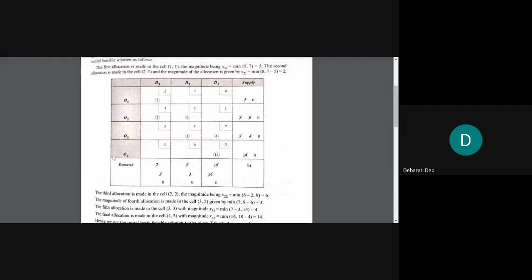So what will be the total cost? Listen to me carefully. It will be 5 into 2 plus 2 into 3 plus 6 into 3 plus 3 into 4 plus 4 into 7 plus 14 into 2. What we are doing? We are multiplying the circled number with the respective box numbers in that big box. We are just multiplying the numbers and adding them.